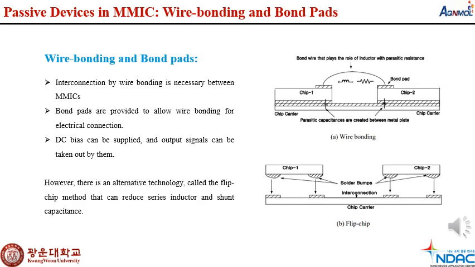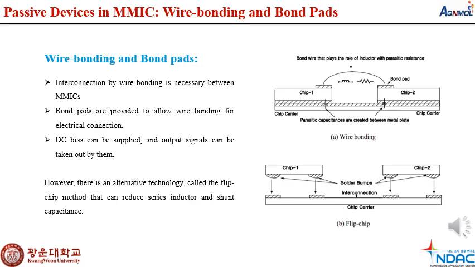In the last slide on passive devices for MMIC technology, we will talk about wire bonding and bond pads. In the case of wire bonding and bond pads, we can see in figure A chip 1 and chip 2, which have some bond pads and are connected by bond wire, and parasitic capacitance is also created between the metal plates. We can see it in the diagram.